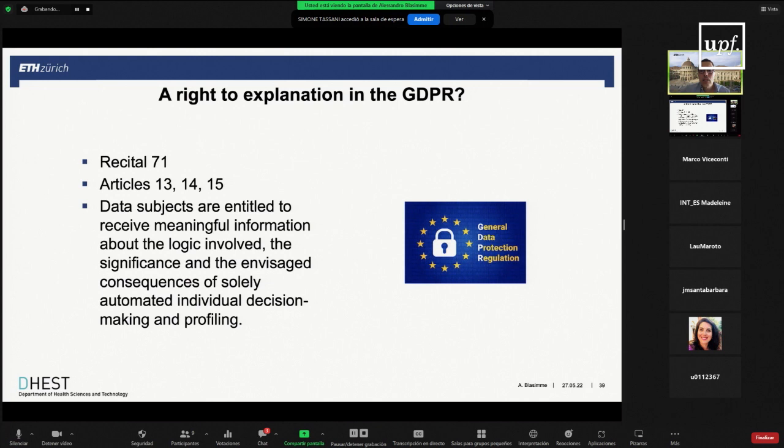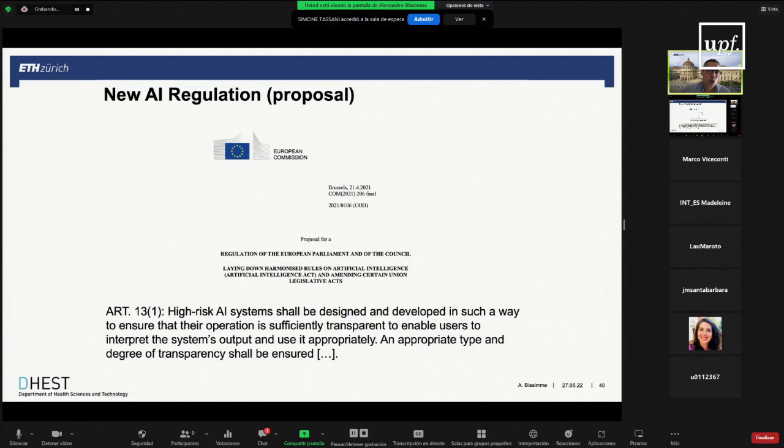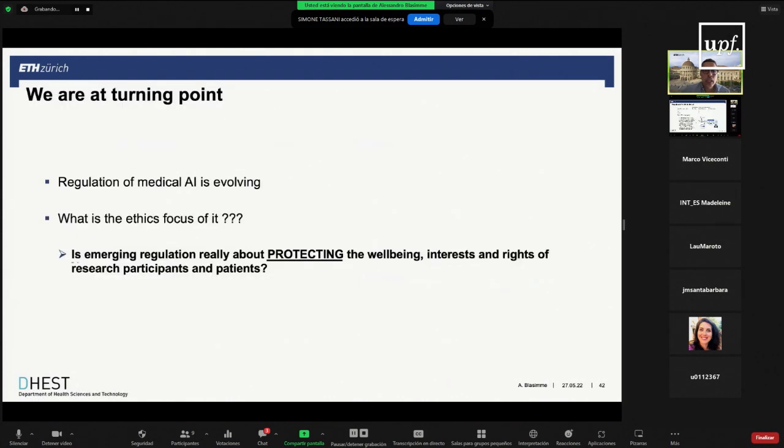Yes, I'm done. So existing horizontal regulation is already paying attention to explanatory issues in AI. So this is from the GDPR. The AI Act also contains provisions about transparency, but I would like to argue that it's not very clear what the ethical focus of these regulations is. So is this emerging regulation really trying to protect the well-being and the rights of research participants and patients, or what? I leave it as an open question. My own view is that the focus of these regulations is actually not the one I put up in this slide here. So I leave that as an open issue for discussion later on, and I'm done.